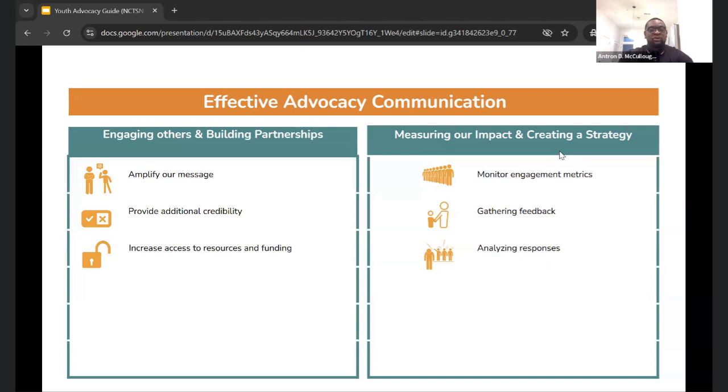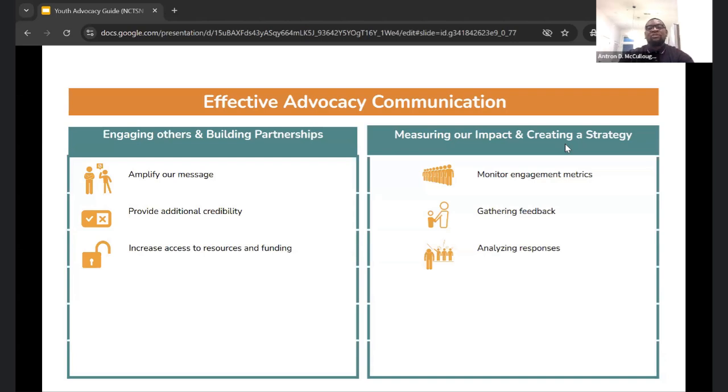How do we engage those stakeholders and build that partnership? Advocacy efforts gain strength through collaboration. Partnering with organizations, community leaders, and influencers can really amplify what that message is. It can provide that additional credibility, but also increase access to resources and funding. We talked in the last module about building a coalition. And so building a coalition, it really strengthens that advocacy and those efforts and creates a unified voice for change.